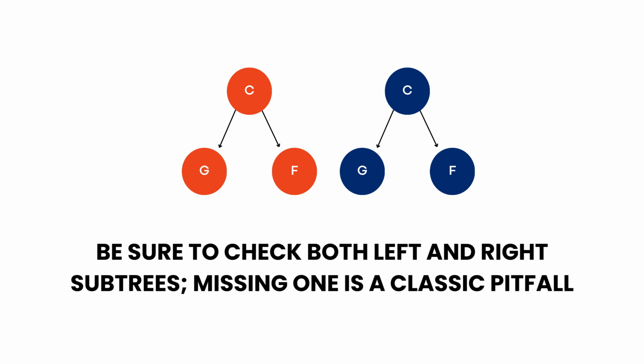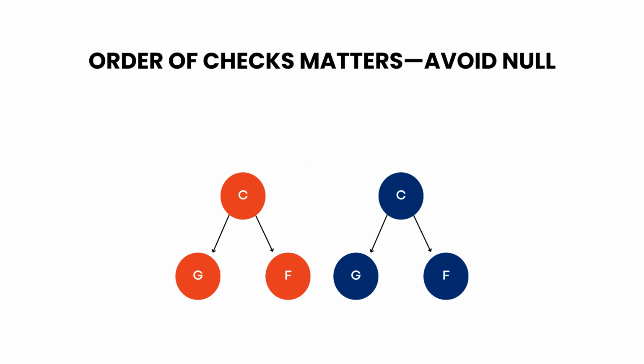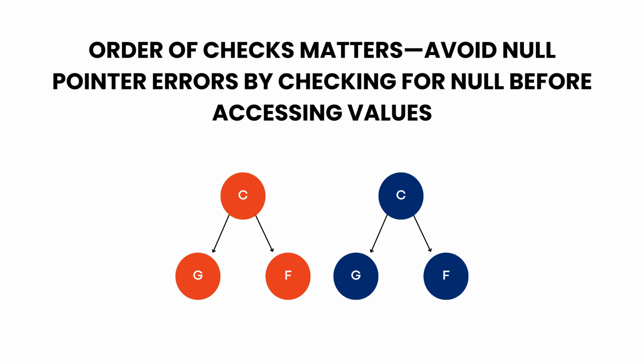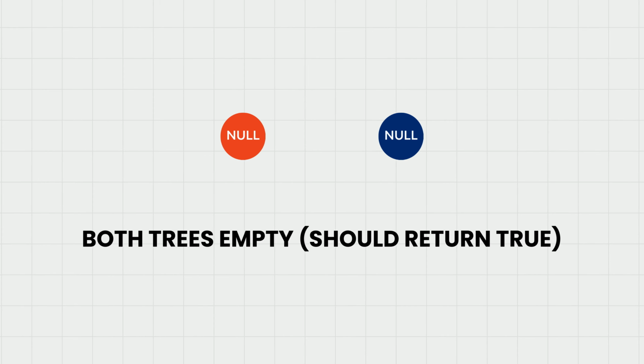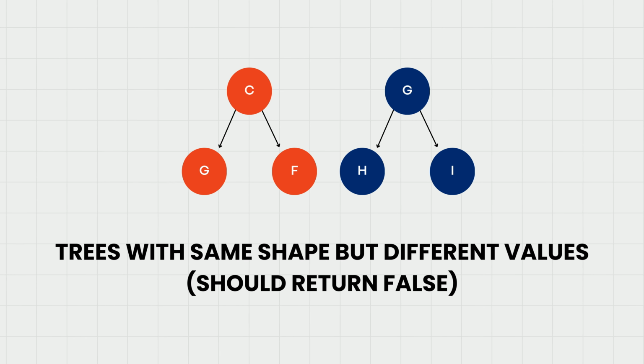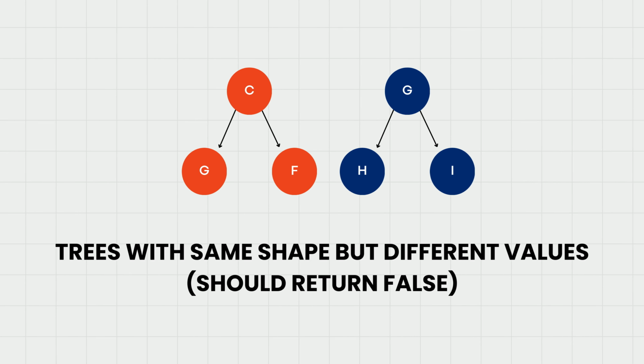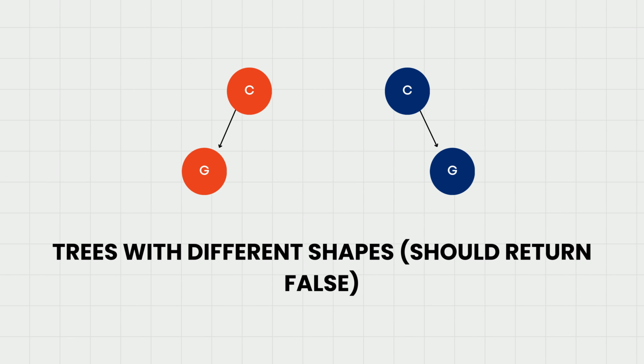Let's add more. Be sure to check both left and right subtrees. Missing one is a classic pitfall. Order of checks matters. Avoid null pointer errors by checking for null before accessing values. Edge cases: both trees empty should return true. Trees with the same shape but different values should return false. Trees with different shapes should return false.